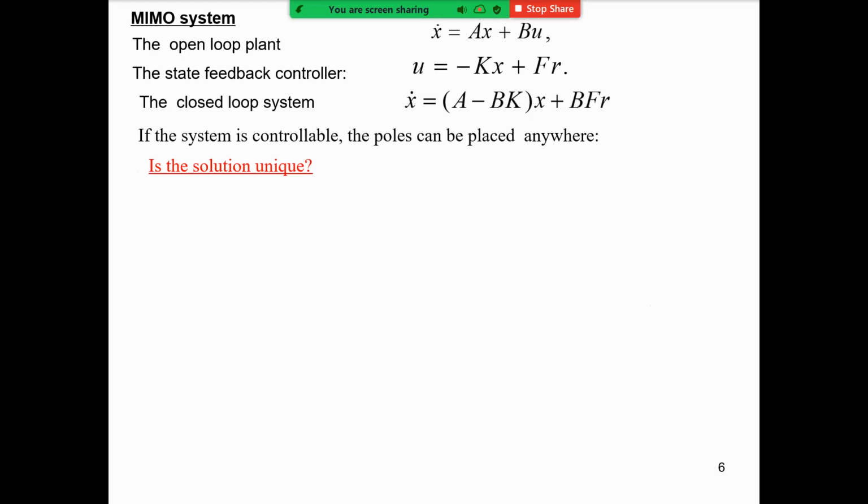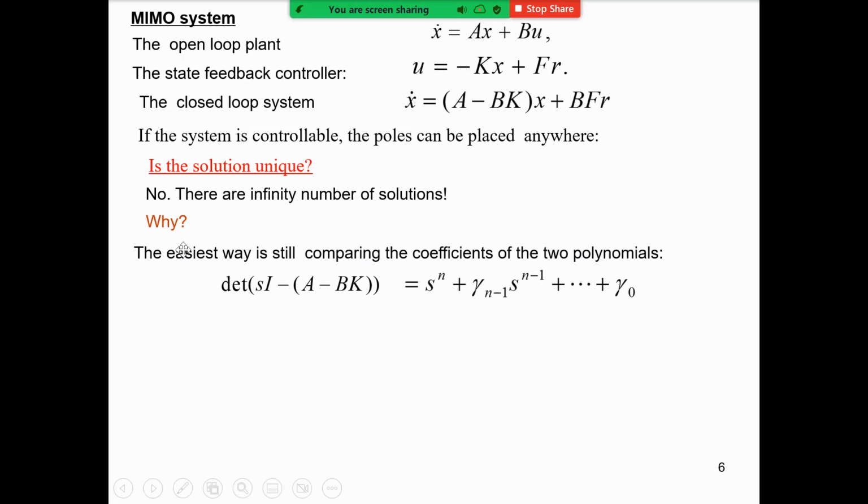Right. This point has been very clearly demonstrated. It's not unique. If you are doing the mini project, you will find that if you use place or if you use Ackermann in MATLAB, their solutions are different from yours, although they have the same desired poles. Okay, now, first of all, there are many ways to understand why the solution is not unique. The simple way is to compare the coefficients of those two polynomials.